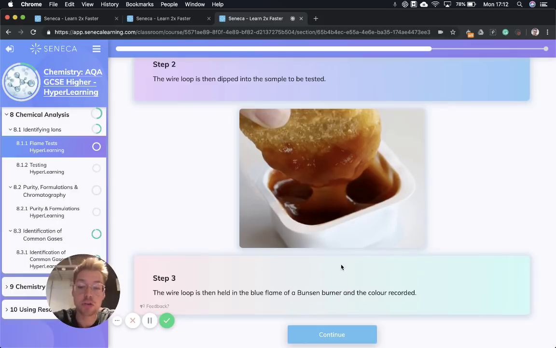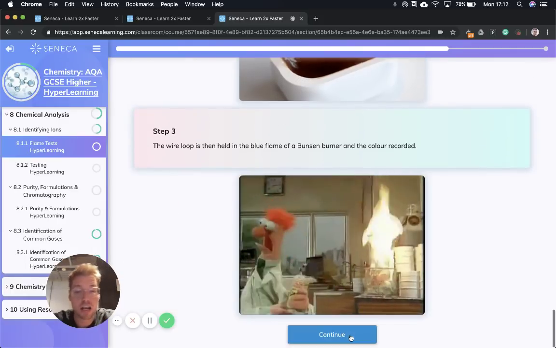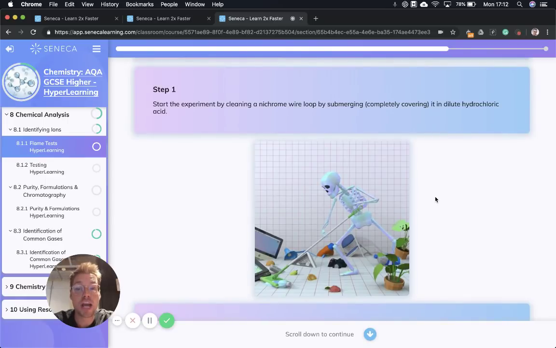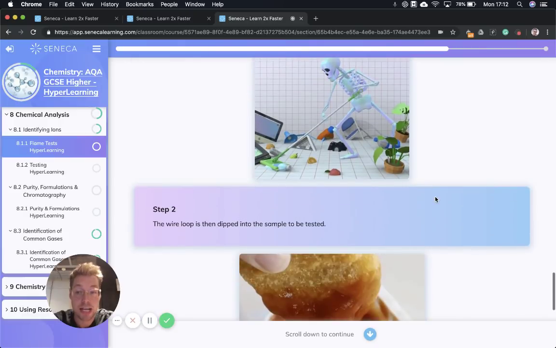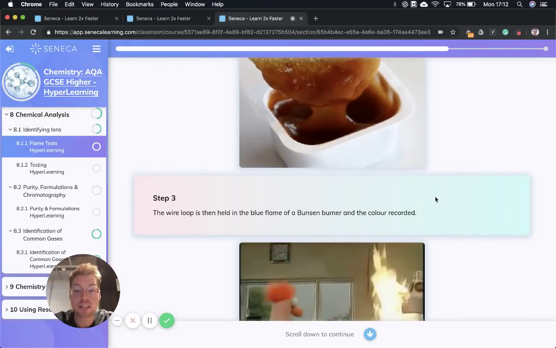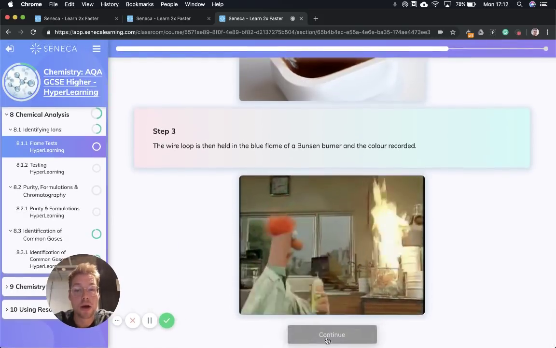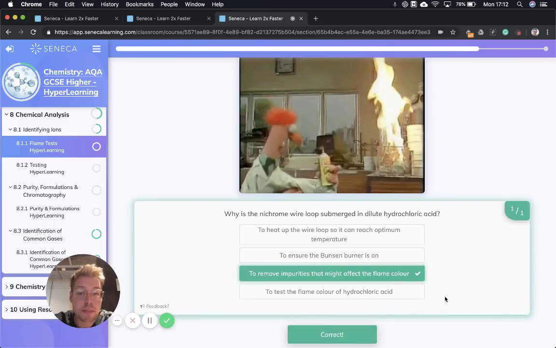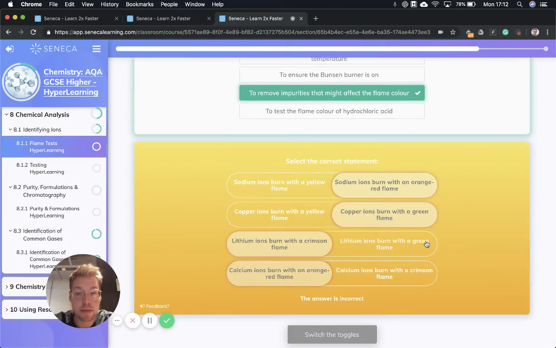We held that wire loop in the blue flame and the color is recorded. Let's go over those 3 steps again. Step 1, we get a nichrome wire loop and we clean it by submerging it in dilute hydrochloric acid. The wire loop is then dipped into the sample to be tested. The wire loop is then held in the blue flame of a Bunsen burner and the color is recorded. So why do we submerge that loop in hydrochloric acid? It removes impurities that could affect the flame color.